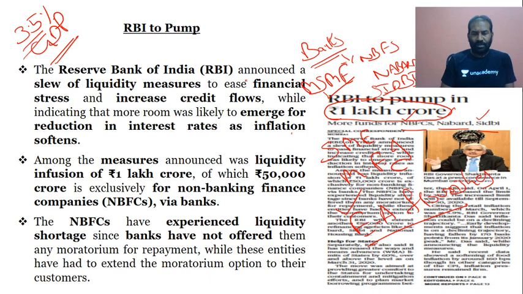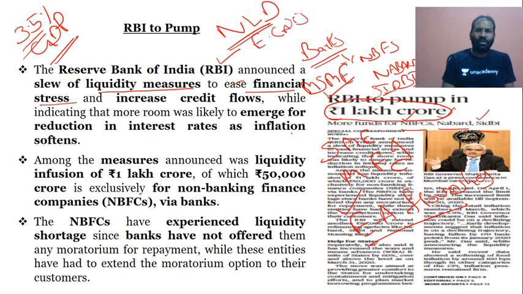RBI has gone ahead with a slew of measures, that is, liquidity measures. Why? To ease the financial stress. Why is there a financial stress? Because the entire country is under national lockdown. Because of the national lockdown, an economic crisis has evolved. Because of the economic crisis, economic activities are almost at a standstill. Because of that, there is a financial stress.